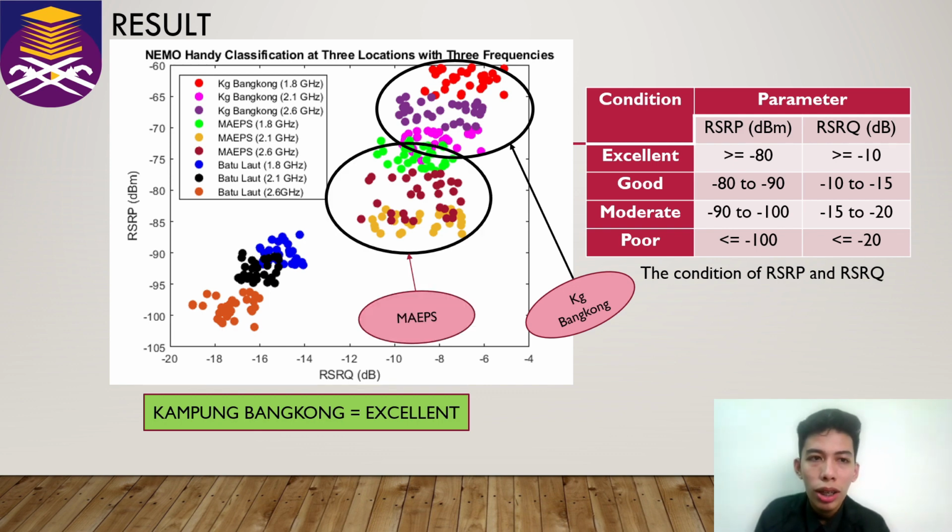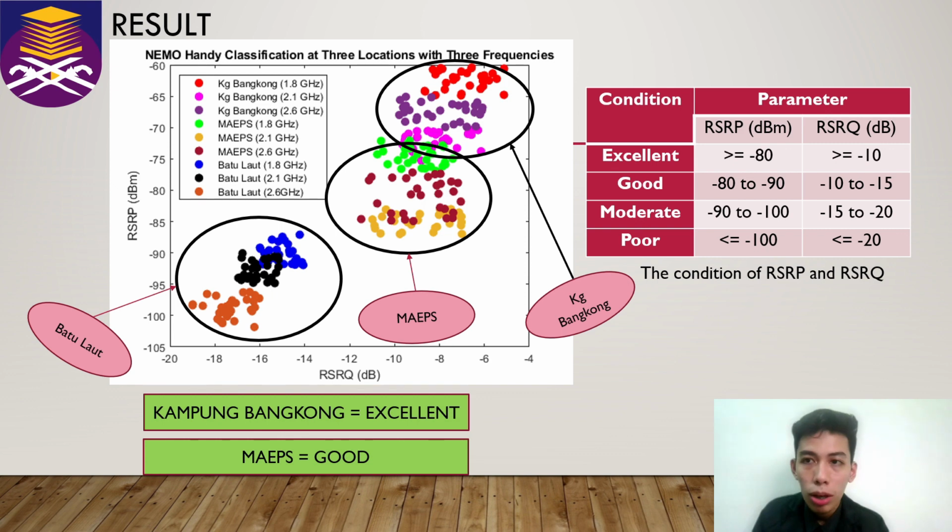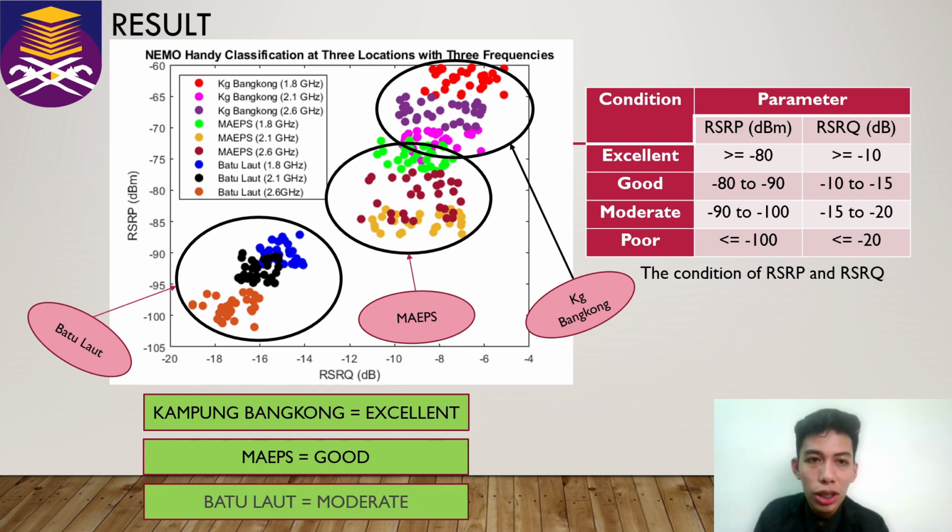At MAEPS, the strongest LTE signal strength is 1.8 GHz, followed by 2.6, and the last is 2.1 GHz. The LTE signal at Kampung Bangkok is stronger than at MAEPS because the population at MAEPS is larger than Kampung Bangkok. At Batu Laut, the strongest LTE signal strength is 1.8 GHz. This is shown in PCA at Batu Laut, where the data do not overlap with each other compared to frequencies 2.1 and 2.6 GHz.